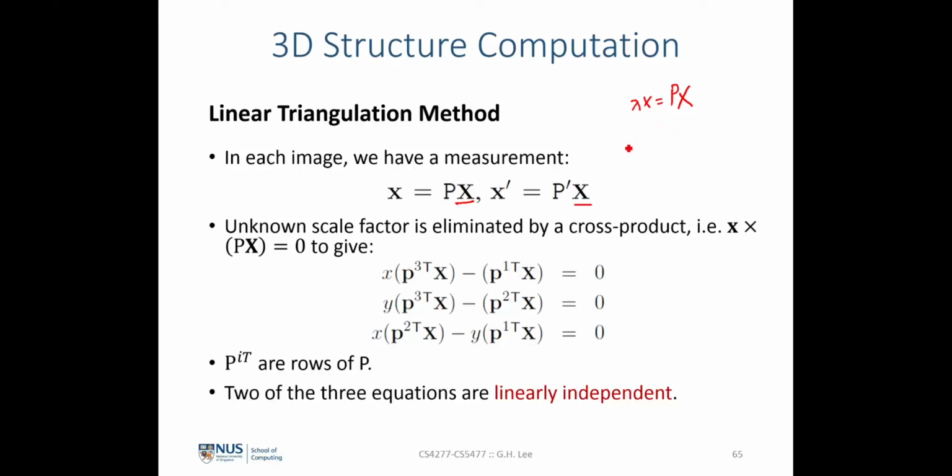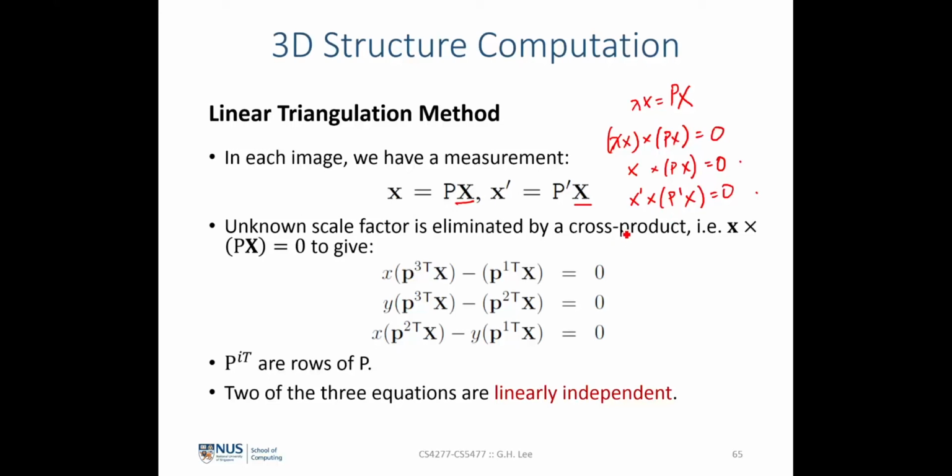So we can take the cross product on both sides, such that the equation becomes a constraint and the scale is removed, which is equivalent to x cross P X equals 0. Similarly, we can do the same thing for the second view, which gives rise to this equation: x prime cross product with P prime X equals 0.